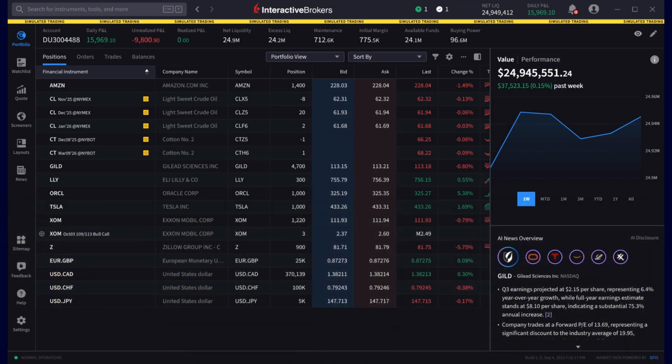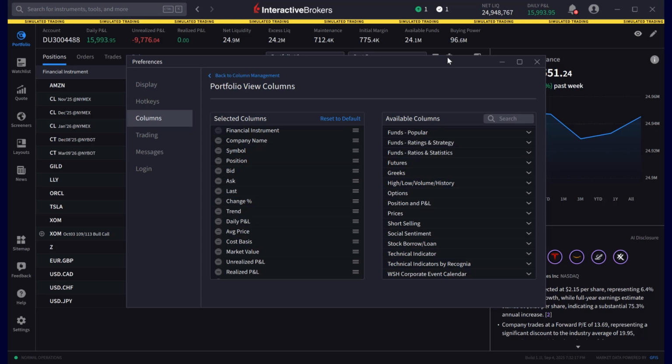The average volume data column can easily be added to the portfolio tab or a watch list by clicking on the gear in the upper right-hand corner of the screen and selecting Average Volume from the High-Low Volume History section in the Available Columns area.